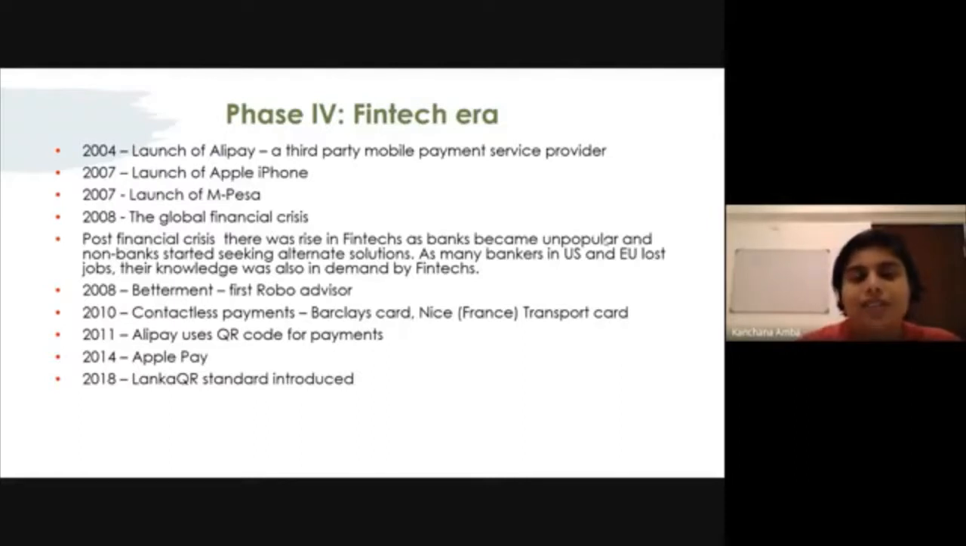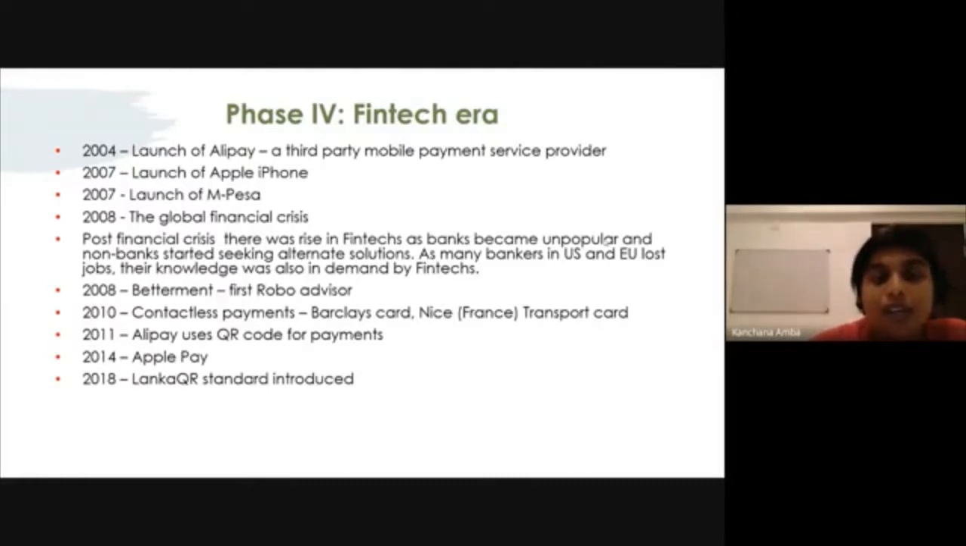At the same time, we find new technologies happening. So 2004, 2007, technology is getting used in banking services. In 2008, Betterment starts as a robo-advisor. They actually start giving out money in 2010, but Betterment is established as the first robo-advisor. So now the human being is getting wiped out and technology is coming in. And then in 2010, contactless payments become popular.